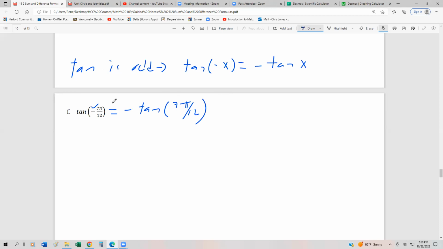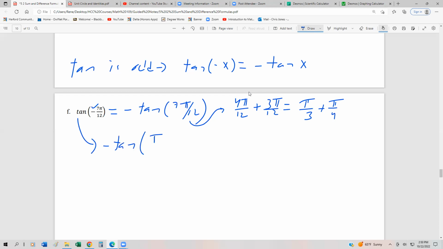So if you were to see something like this before, you would want to use the even and odd principles. In an earlier video, we broke up 7 pi twelfths into 4 pi twelfths plus 3 pi twelfths. The reason we did that was because we could simplify that to pi thirds plus pi fourths. And so now we can write this as the opposite of the tangent of pi thirds plus pi fourths.